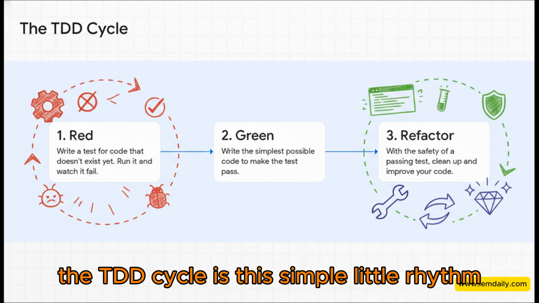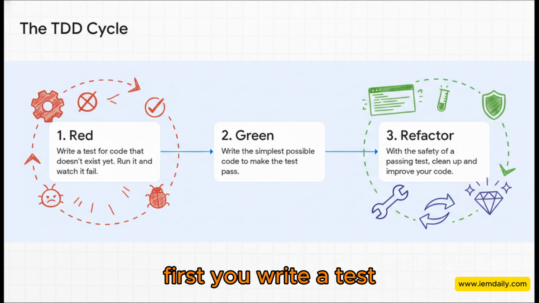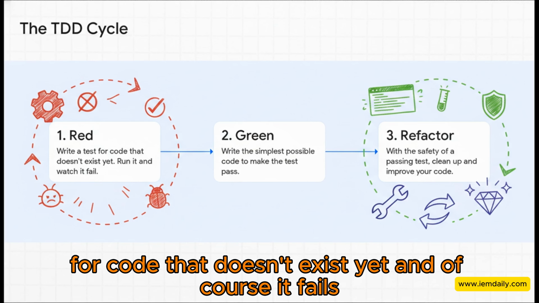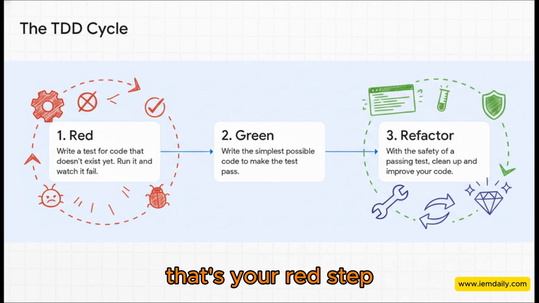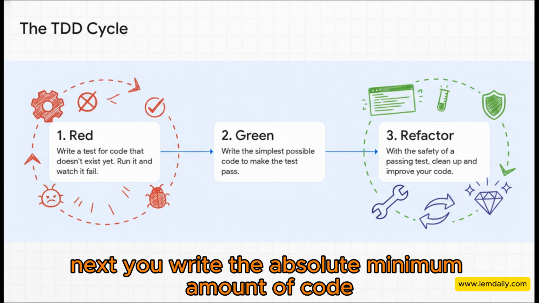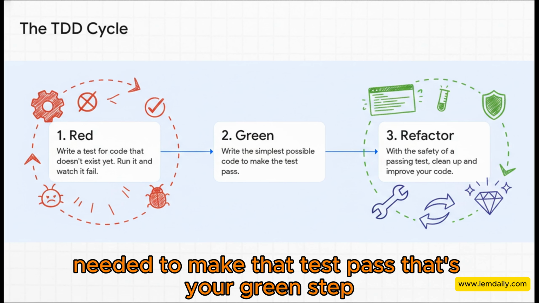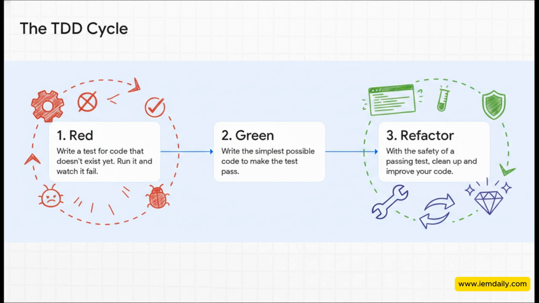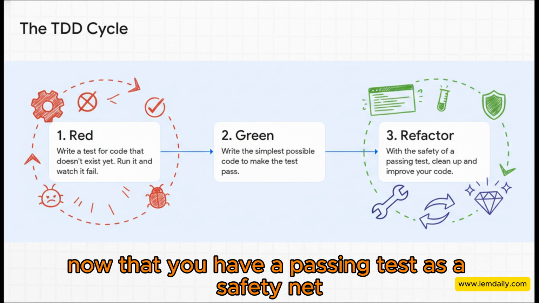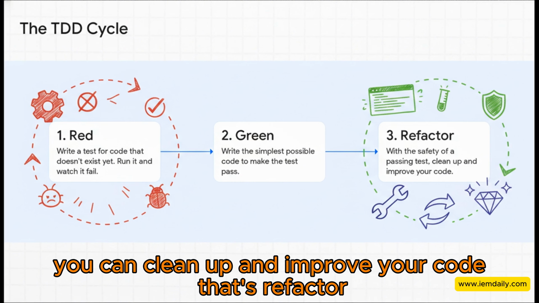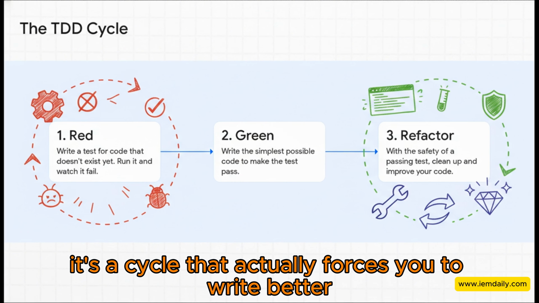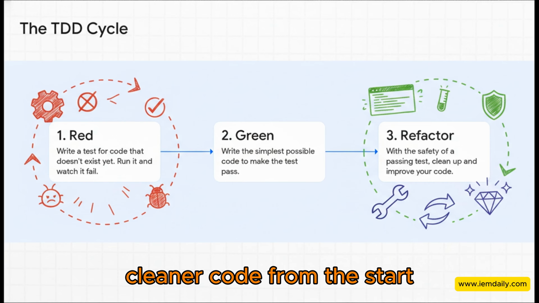The TDD cycle is this simple little rhythm. First, you write a test for code that doesn't exist yet. And of course, it fails. That's your red step. Next, you write the absolute minimum amount of code needed to make that test pass. That's your green step. And finally, now that you have a passing test as a safety net, you can clean up and improve your code. That's refactor. It's a cycle that actually forces you to write better, cleaner code from the start.